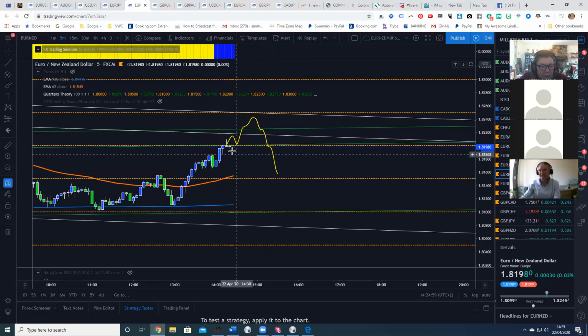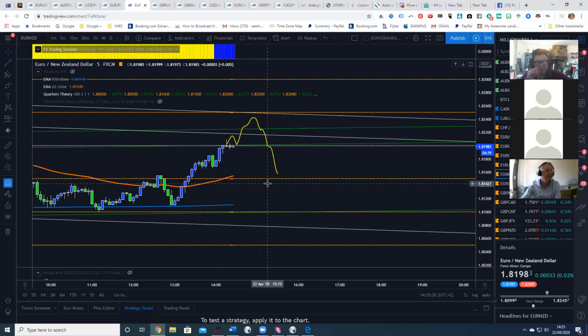This is the 5-minute, and you can see indeed it's rejected off this pitchfork and quarter theory. When it had that break and retest, as I said, it was quite small. It was in the outer extensions, so it does look like it's not liking going through those. So it's coming down for a sell. So you've got 50 pips here.